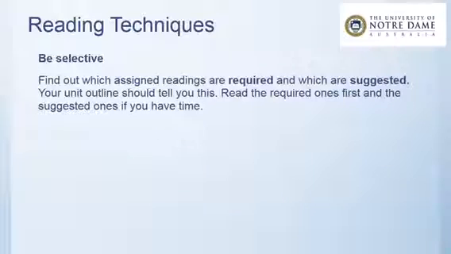Find out which of your assigned readings are required and which are suggested. So, like I mentioned before you go to your lectures, you need to read maybe 2 or 3 different articles. Your unit outline should tell you which articles are required and suggested. Read the required ones first and the suggested ones if you have time.